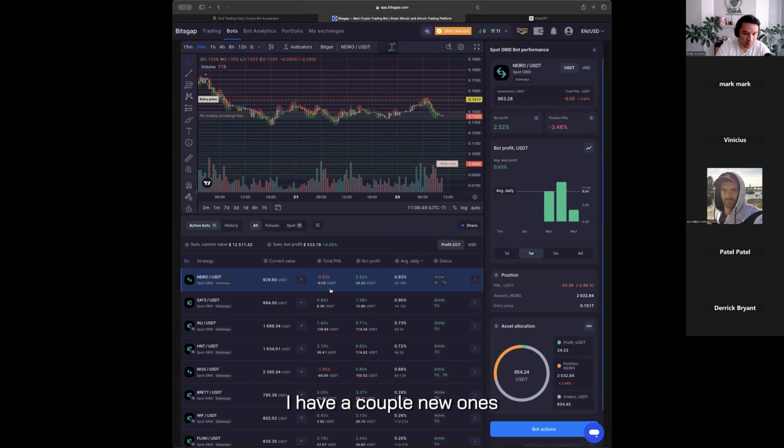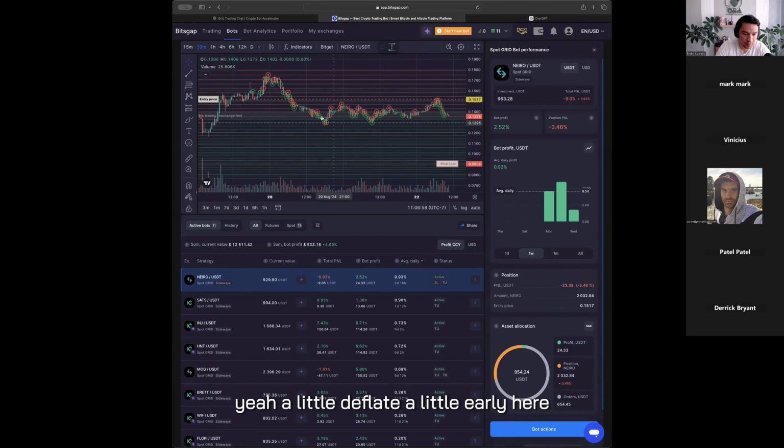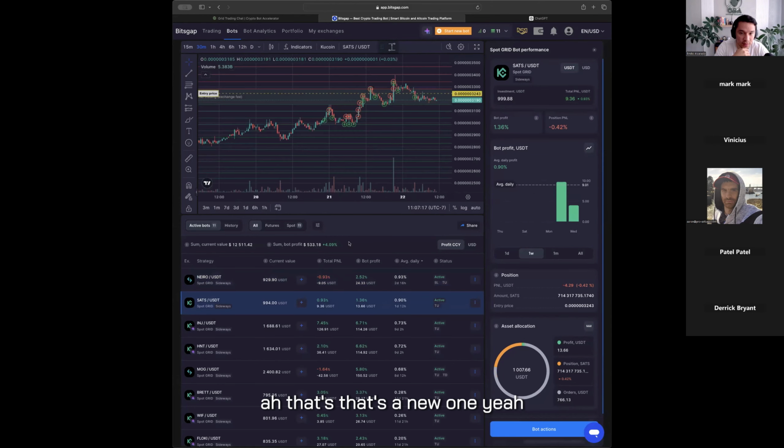I have a couple of new ones. I did this one while we were on the call last time. I think it's fine. I deployed a little early here, but otherwise I'm pretty happy with it. The goal of this one is to set it up for the long term, so it's making 0.93% a day. It's doing very well. And then you also have SATs, that's a new one. Pretty happy with that.